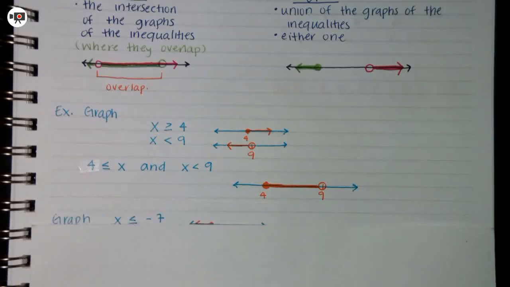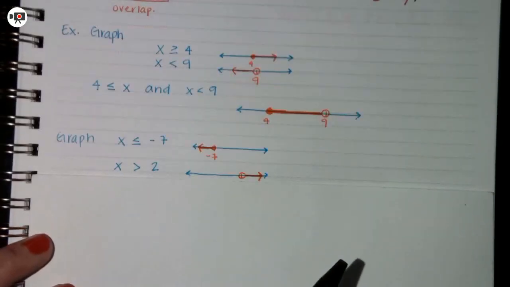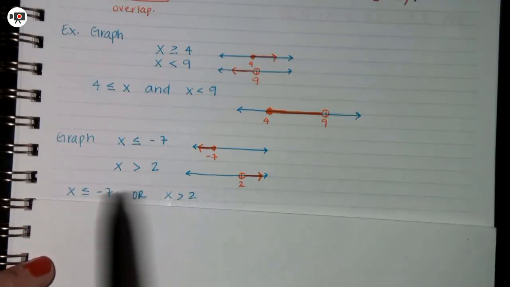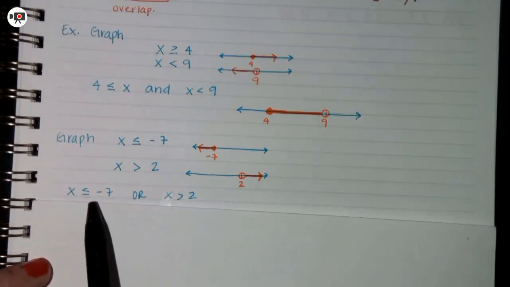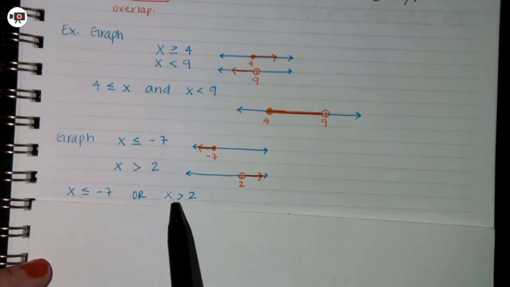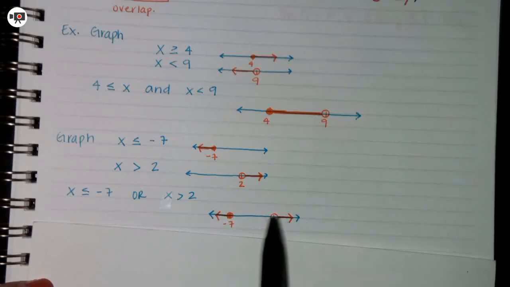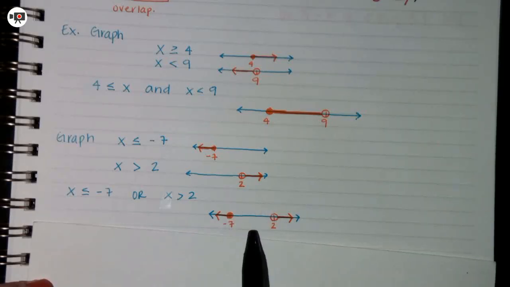Now if I graph x is less than or equal to -7, I get this one. And then if I graph x is greater than 2, I have a graph here. If I were to graph x is less than or equal to -7 or x is greater than 2, I can put them on the same graph and they will point away from each other. There is no overlap, so this is how we graph an or.